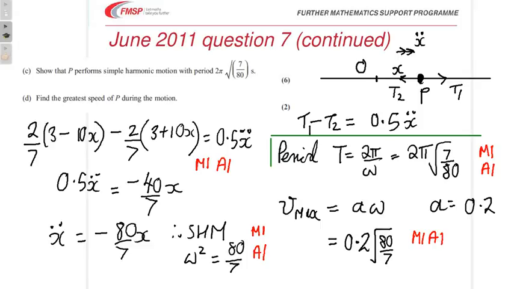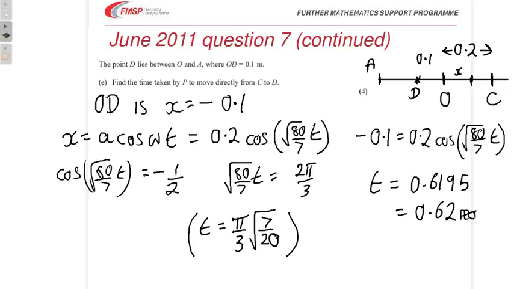Okay. And for the very last part, part E, 4 marks for that, I think. Yeah, 4 marks for that. M1 for quoting x equals 0.2 cos, for quoting this. A1 for putting the minus 0.1 in. And M1 for then solving that trig equation and getting that, and then getting the correct answer there. That's the 4 marks for that. 2 method marks, 2 accuracy marks.